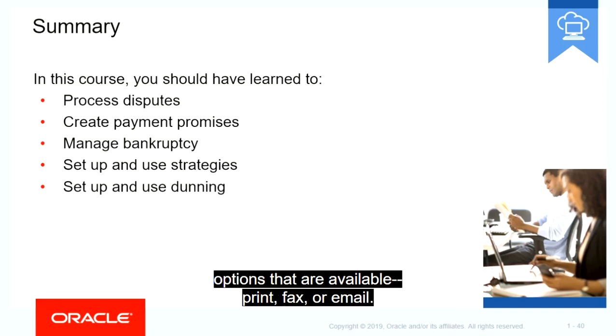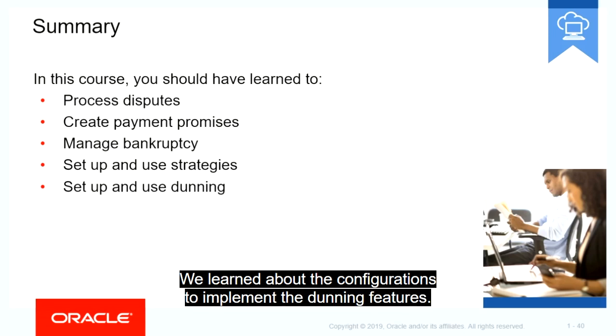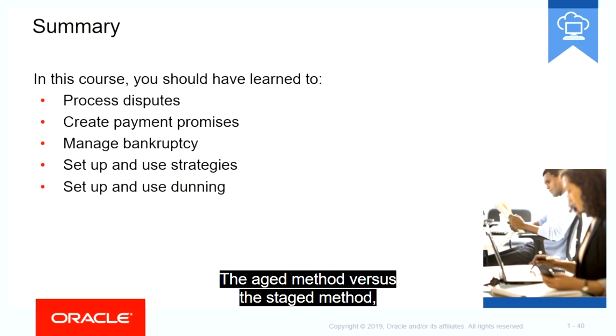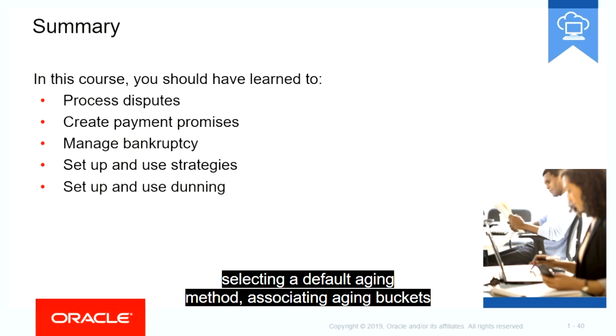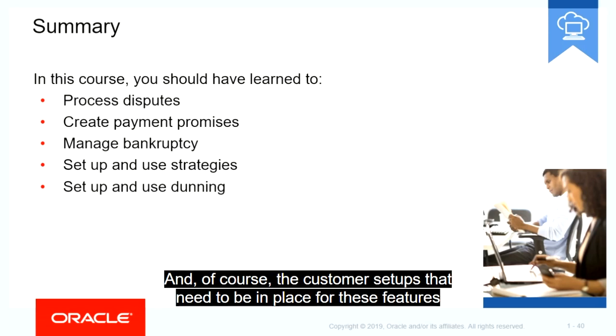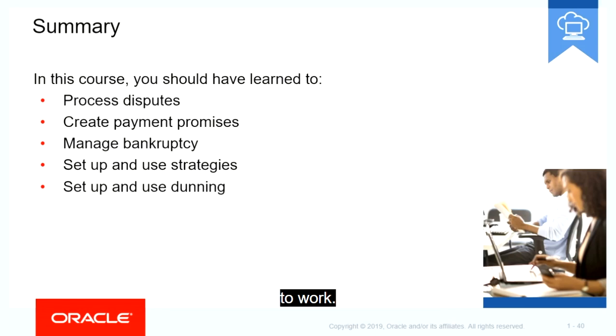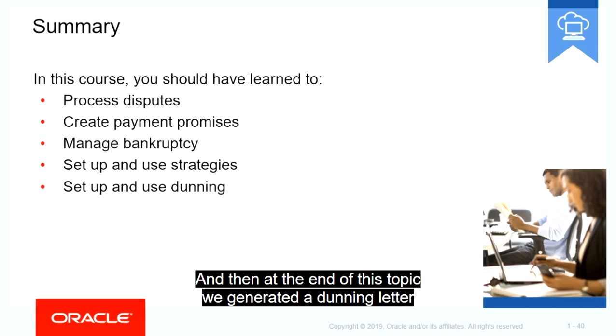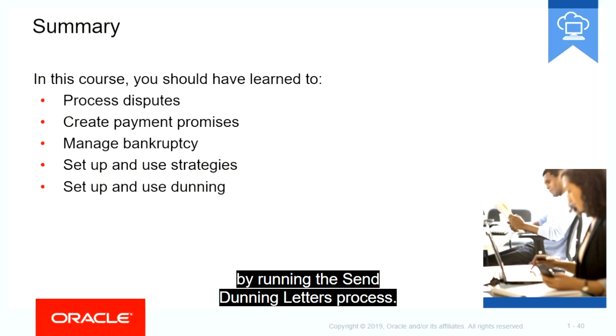We learned of features such as resending a Dunning letter, the delivery options that are available, print, fax, or email. We learned about the configurations to implement the Dunning features, the aged method versus the staged method, selecting a default aging method, associating aging buckets to Dunning letter templates, and of course the customer setups that need to be in place for these features to work. And then at the end of this topic, we generated a Dunning letter by running the Send Dunning Letters process. This concludes the course Managing Collections Work.